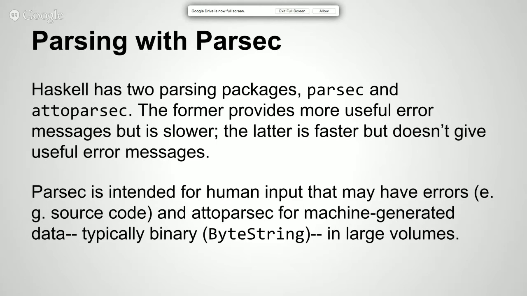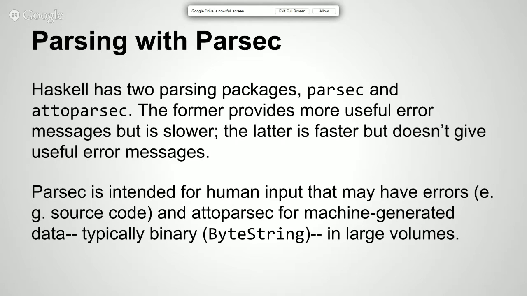So first, let me say that Haskell's got two parsing packages. One is called Parsec, and the other is called Attoparsec. The first gives you more useful error messages, but it's not as fast, and it's oriented toward parsing general streams, usually a string or a text in Data.Text, which is comprised of chars. The latter one, Attoparsec, is designed for speed and for handling binary data.